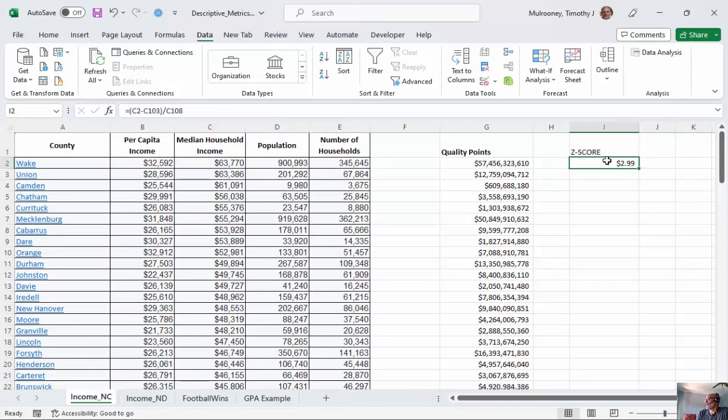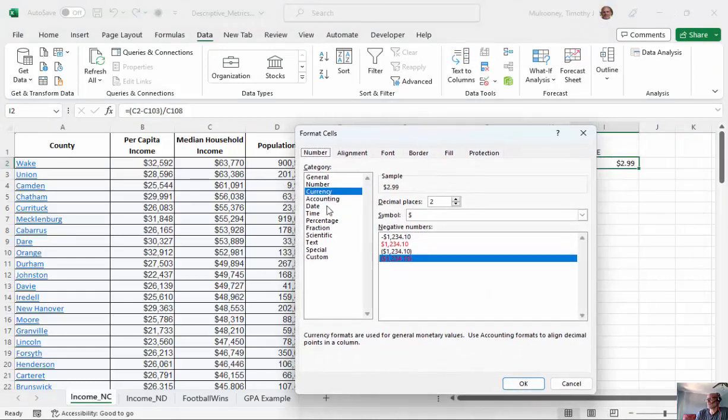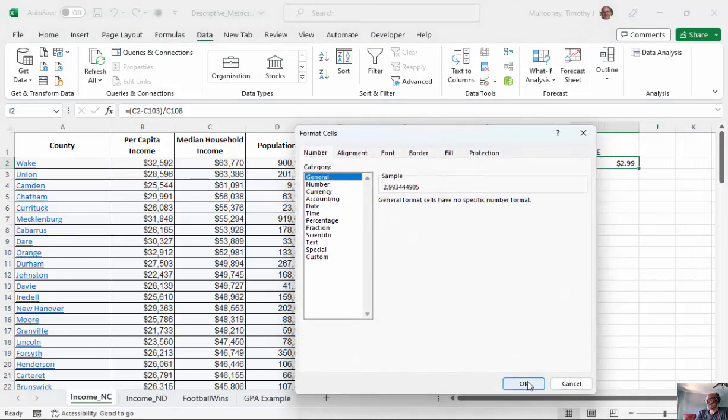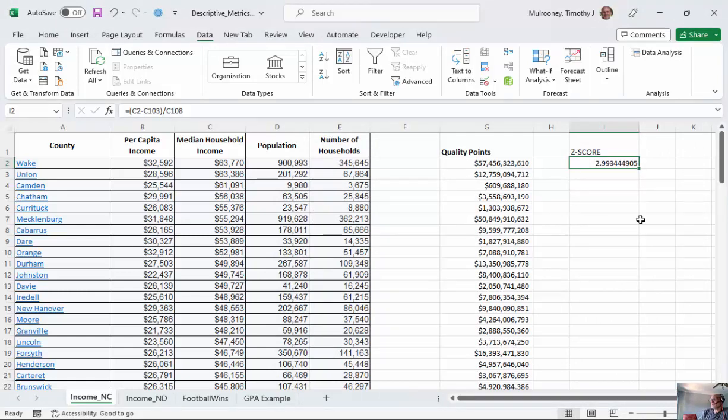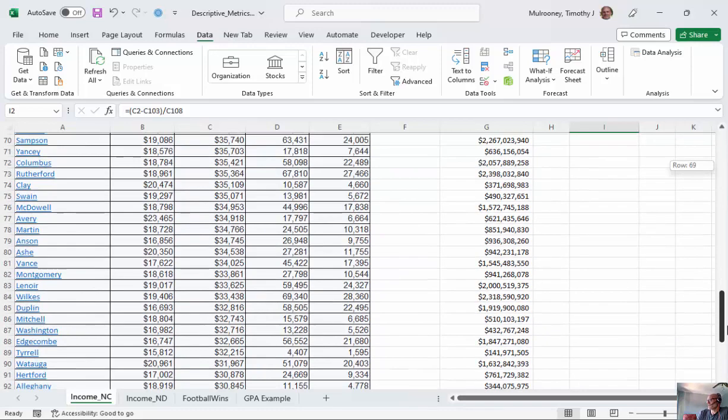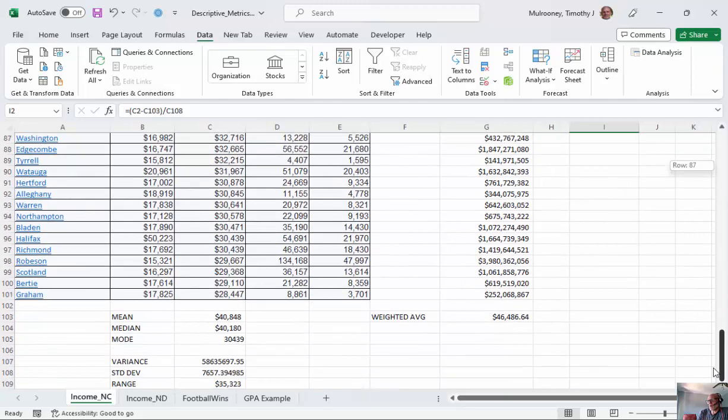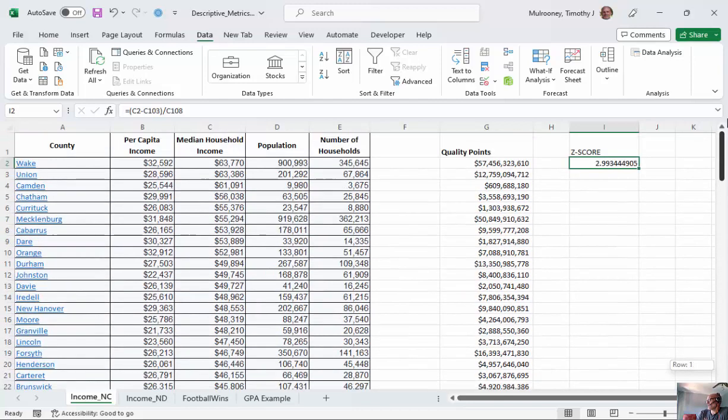So 2.99. I'm going to right mouse click and do format cells because it wants to treat it as a currency, and in this case it isn't. Because remember, z-scores are going to be unitless. So when we do the value minus the mean, that's going to be in dollars, standard deviations in dollars, so the units are going to cancel out essentially.